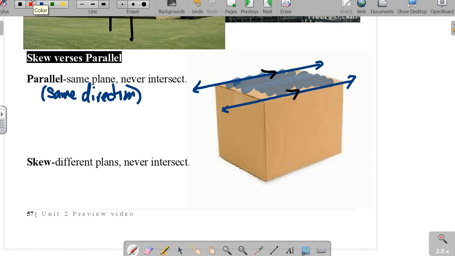Skew lines are never intersecting lines as well, but they are on two distinct planes or go two different directions. So these red lines, if you imagine this in 3D, are not on the same plane. They're on two different planes, and they go two different directions, but in 3D space, they never intersect. Those are called skew lines.